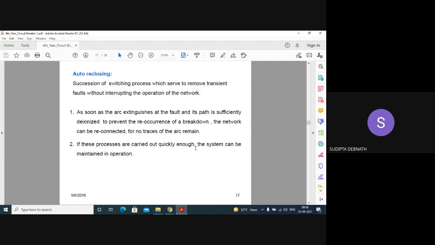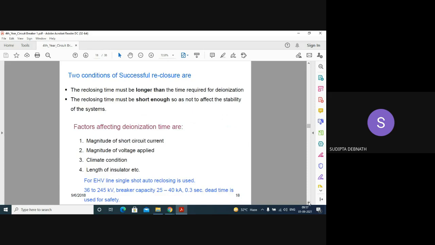Okay, so both are important. It is very necessary to extinguish the arc very quickly, and the recloser must not act earlier than the full extinction of the arc, and should not act later than the critical clearing time. So two conditions of successful reclosing are: the reclosing time must be longer than the time required for deionization. After complete deionization, reclosing will be done. The reclosing time must also be short enough so as not to affect the stability of the system. It must be smaller than the critical clearing time.